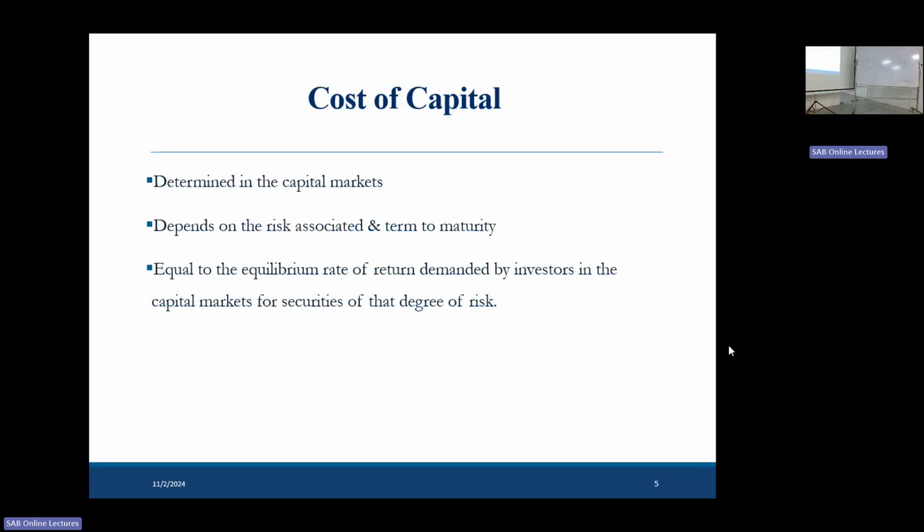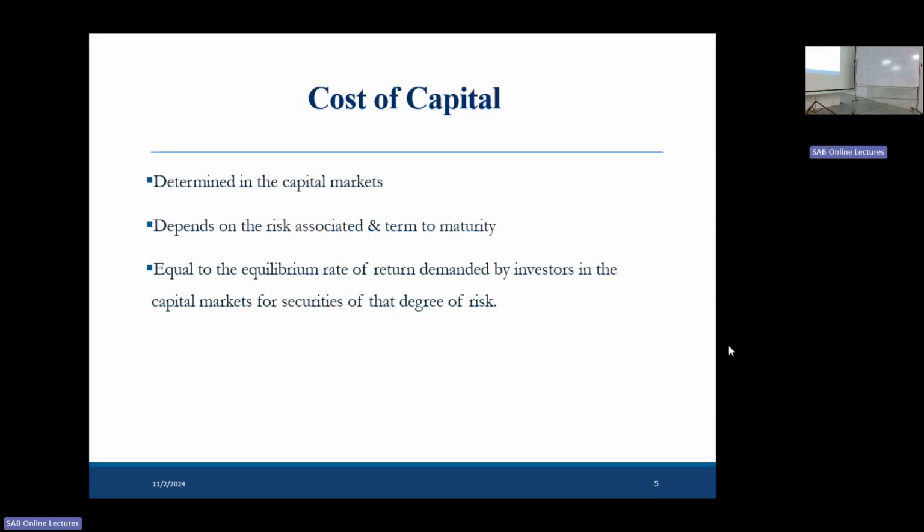Downside, if it gets worse, you have to face high risk. So therefore, it depends on the risk associated and the term to maturity. In the time value of money, you learned it: if you have to wait a long time to get some return, what happens to the value of that? The value is decreasing. Money received today is more valuable than money received tomorrow.